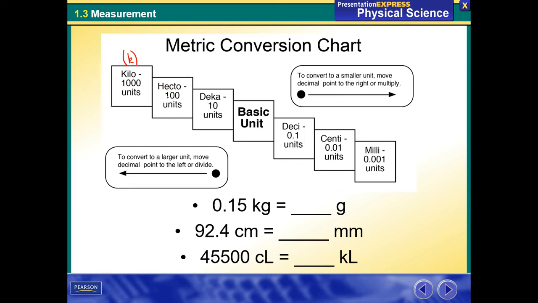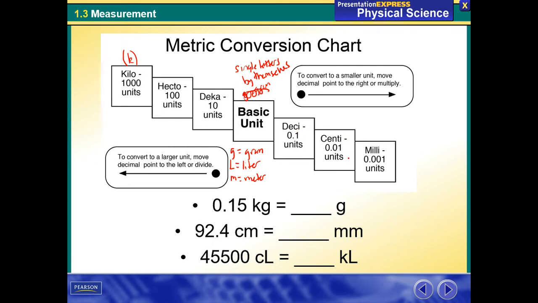Hecto, generally we're not going to mess with this. Neither are we going to mess with deca. Then we get to our base unit. Our base units are single letters by themselves, and this is going to be something like gram. Here, I'll write down here. G equals gram. L equals liter. M equals meter are the common ones you're going to see.